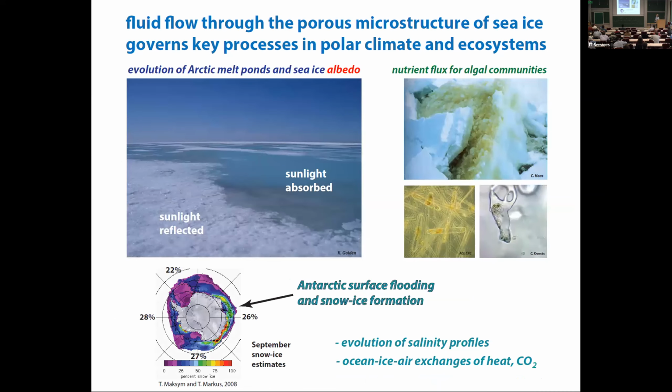And fluid flow through this porous microstructure governs very important processes in both polar climate and ecosystems that are hosted by sea ice. For example, the evolution of melt ponds on the surface, which determine the albedo of the ice, whether or not those ponds stay there or drain, that's determined by how easy it is for fluid to flow through this porous microstructure. And the robust microbial communities that live inside sea ice, their nutrient replenishment processes, as well as many other important biogeochemical processes, are controlled by the nature of this sub-millimeter scale microstructure.